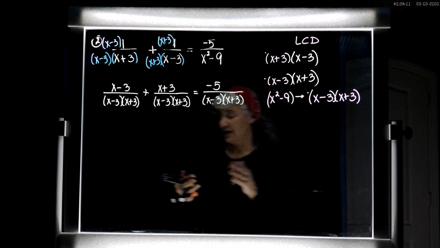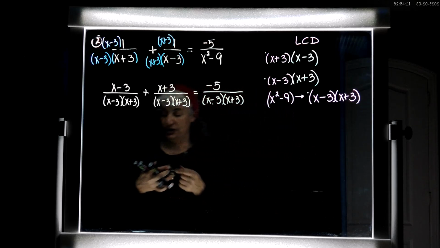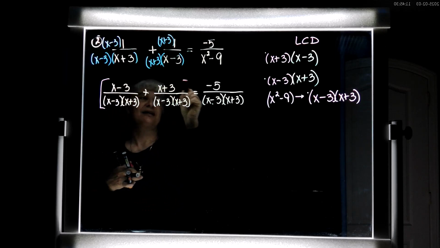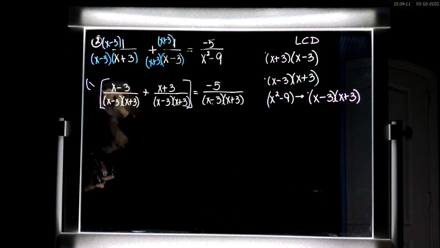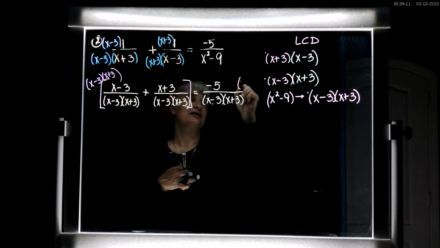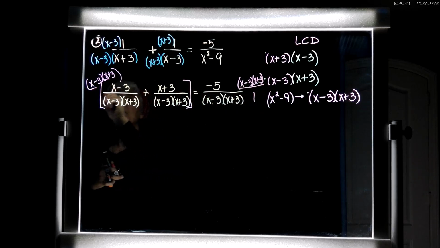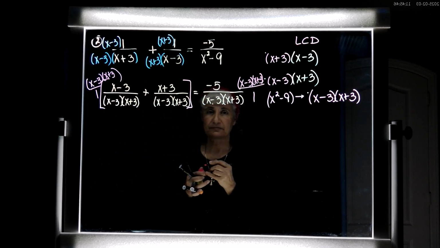Multiply both sides by the common denominator. So when I do that, this side is going to get multiplied by x minus 3 times x plus 3. This side is going to get multiplied by x minus 3 times x plus 3. And yes, I'm going to put them over 1 to make them fractions also.